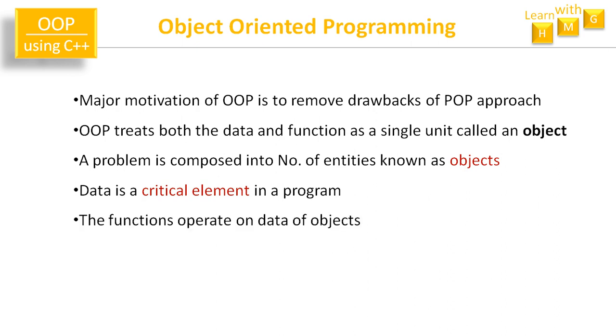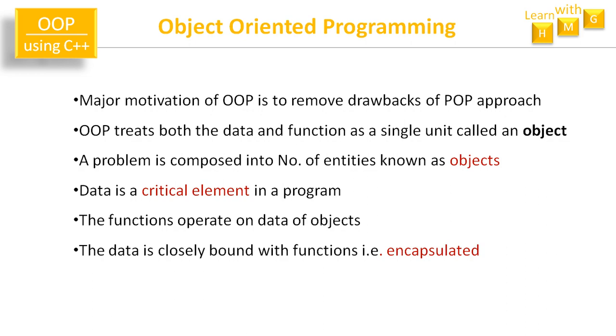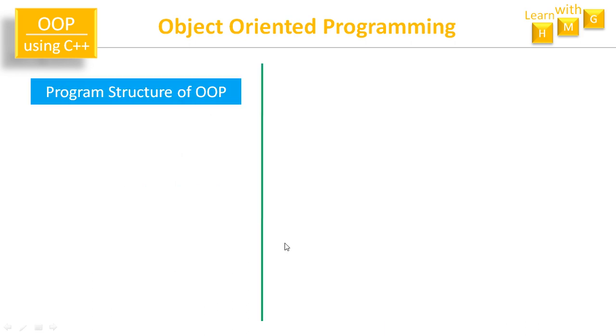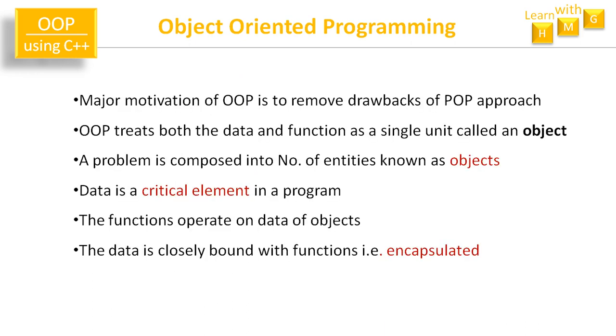The functions operate on this data of the object. So inside the object there is data as well as functions, and these functions operate only on the data of that specific object. The functions cannot operate on the data of another object. The data is closely bound with functions, that is encapsulated. So they are tied together, and data is thus protected from the external world. Encapsulated means there is a capsulation.